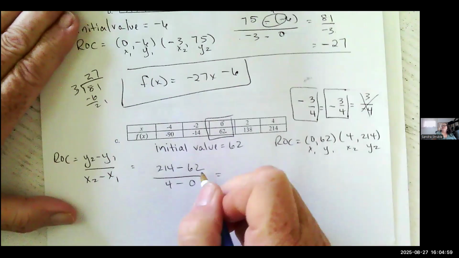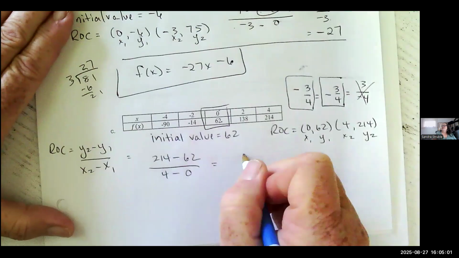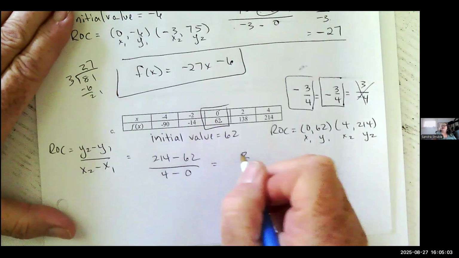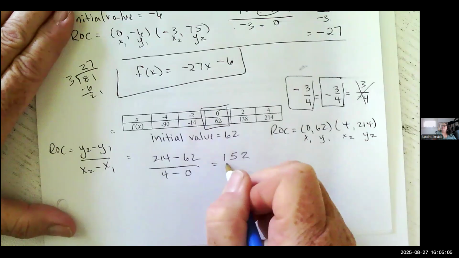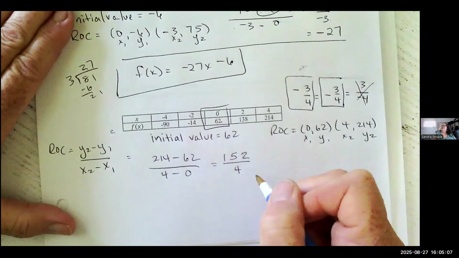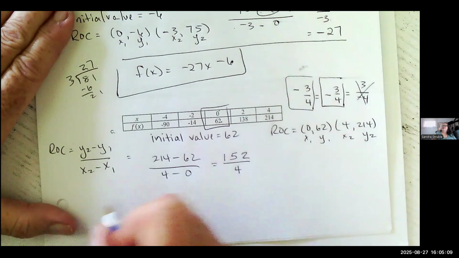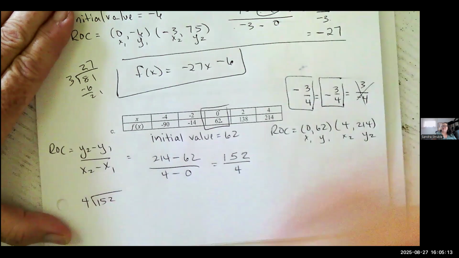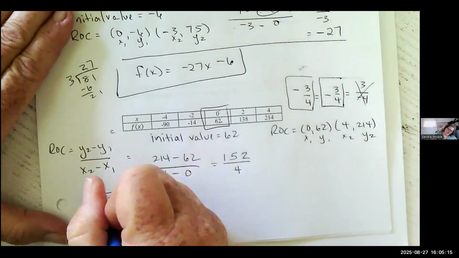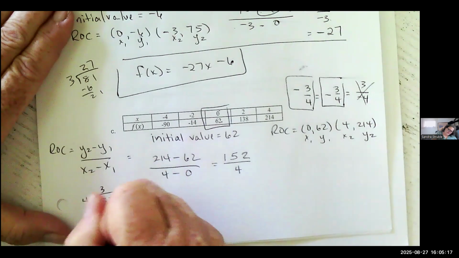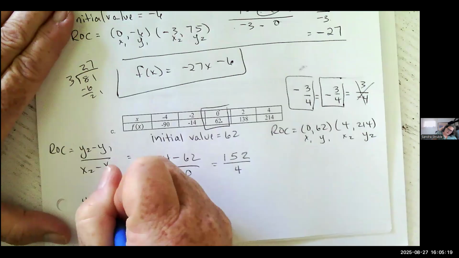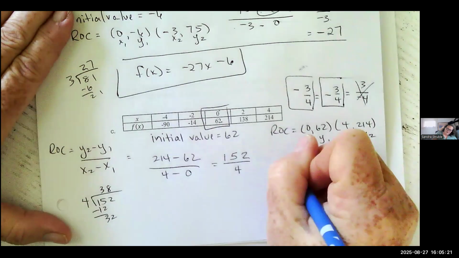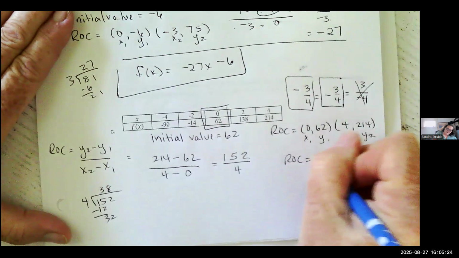So 214 minus 62 is 152, so 152 over 4. And then I just need to reduce or divide 4 into 152. You don't have to do this if you use your calculator, I just don't have one in front of me. 4 times 38 is 152, so the rate of change is 38.